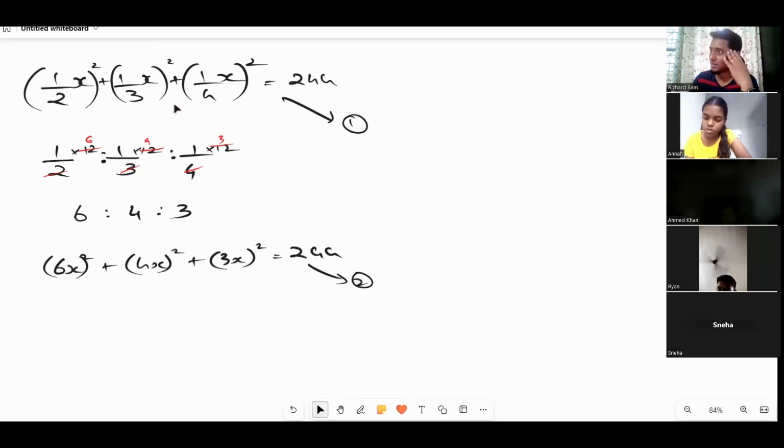Because sometimes in the exam you might not remember to convert the ratios into whole numbers. You might take them as fractions itself. Okay. You did the second one. Anyone else did this? You didn't do it. Come on, solve it both ways, everyone.